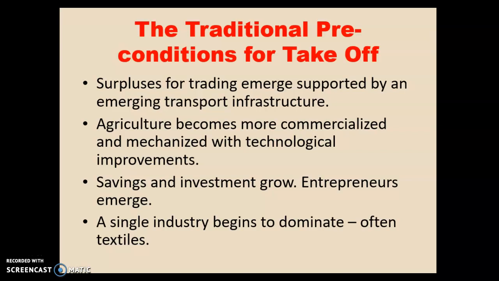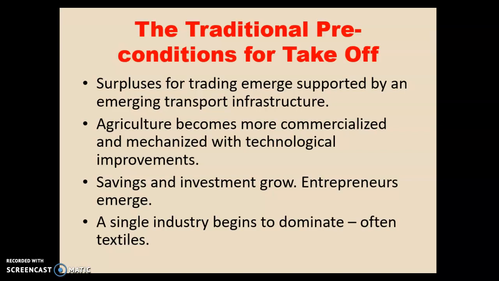Okay, so the traditional preconditions for takeoff. So you need a surplus from trade. Agriculture becomes more commercialised, so it's not small scale. You get into more extensive farming, using mechanisation. Technological improvements might be things like using GM crops or hybrids, stuff like that. Savings and investments grow, so people keep some money, or you also see the emergence of entrepreneurs, so people that start to build businesses. And usually a single industry begins to dominate.